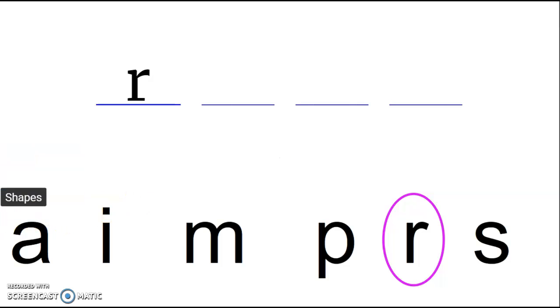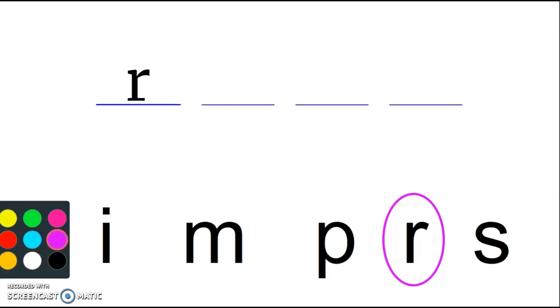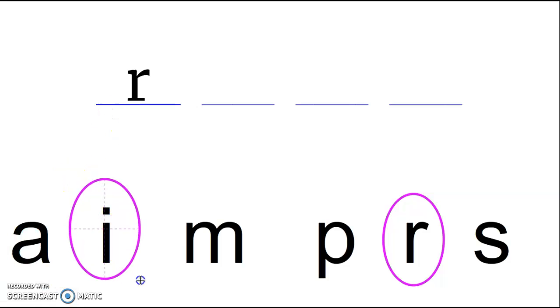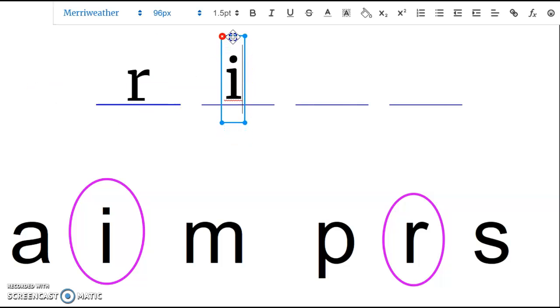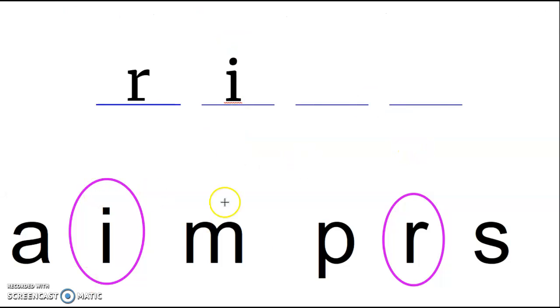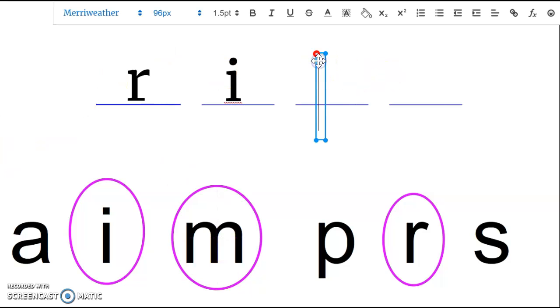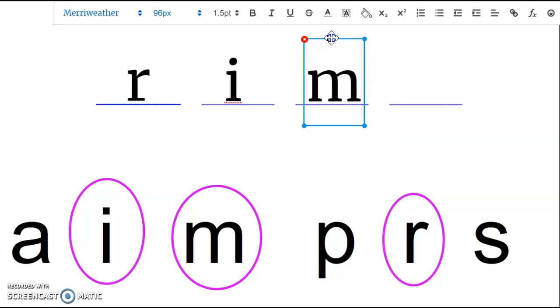Our next letter makes the I sound. Point to the letter or say that letter out loud that makes the I sound. If you chose letter I, you're correct. Letter I is the second letter of our word. The third letter of our word makes the M sound. Which letter below makes the sound? If you chose letter M, you're correct. Letter M makes the sound. Letter M is our third letter.